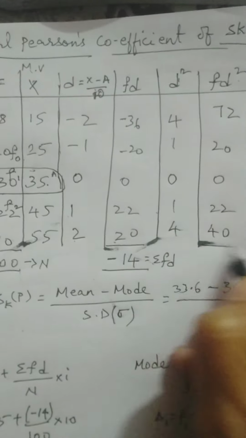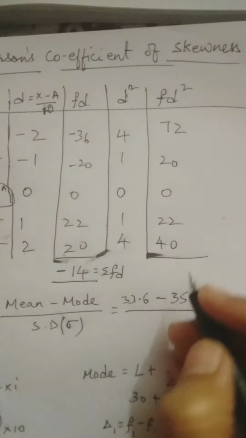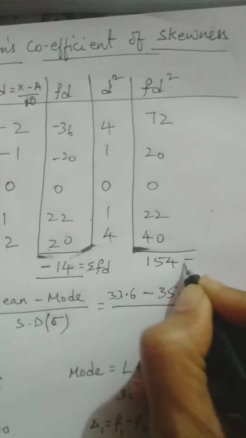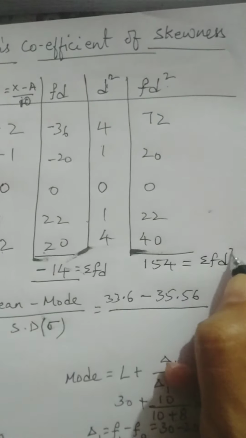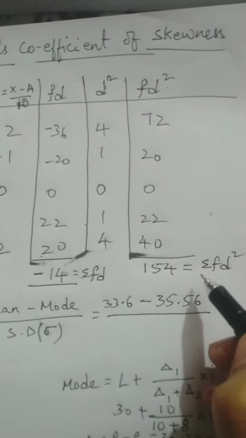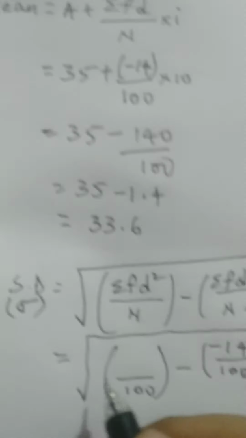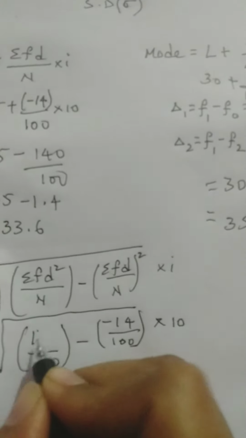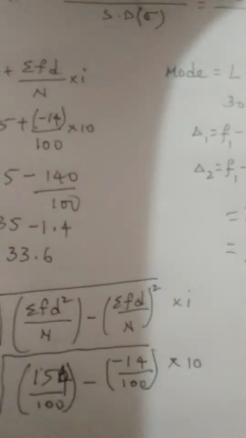Okay. Now I will add 40 plus 22 plus 20 plus 72. I got 154. This is nothing but summation of f into d square. When I add this, it becomes summation of fd square. I am writing it here. Summation of fd square is what? 154.